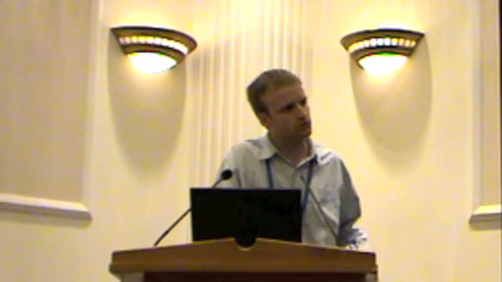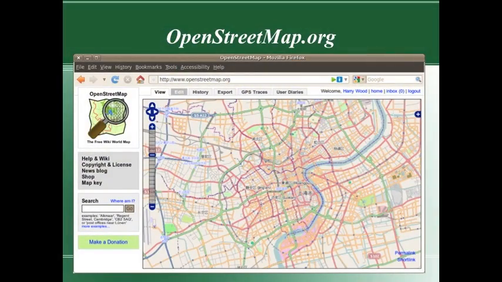If you go to OpenStreetMap.org, you'll see the website and you'll see a map. Pretty similar to Google Maps, so you can zoom in, you can pan around, you can have a look at the map. That's the map of Shanghai, for example. But it's much more than just a website showing a map.